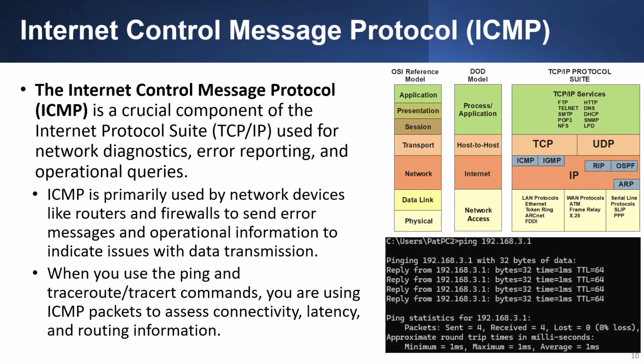The Internet Control Message Protocol, or ICMP, is a crucial component of the Internet Protocol suite used for network diagnostic, error reporting, and operational queries. ICMP is primarily used by network devices like routers and firewalls to send error messages and operational information to indicate issues with data transmission. When you use the ping and trace route commands, you're using ICMP packets to assess connectivity, latency, and routing information.